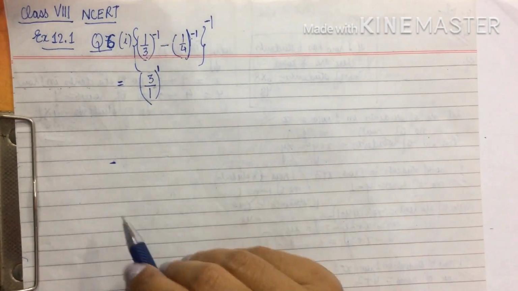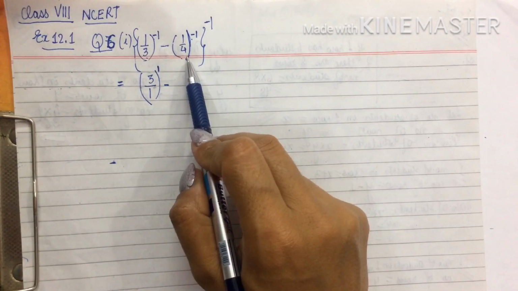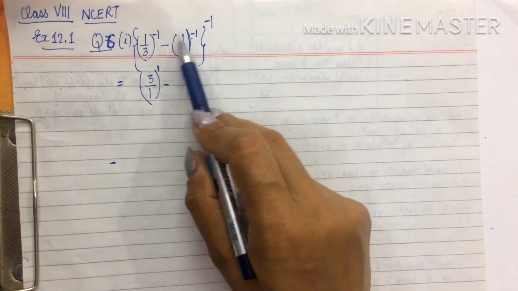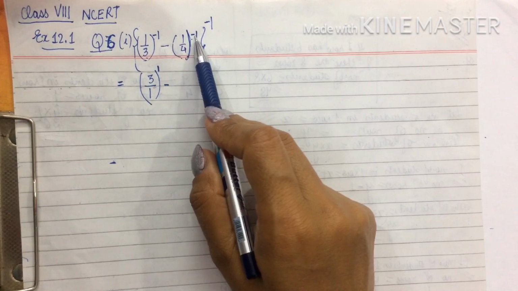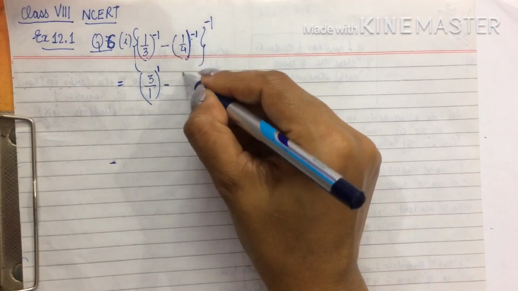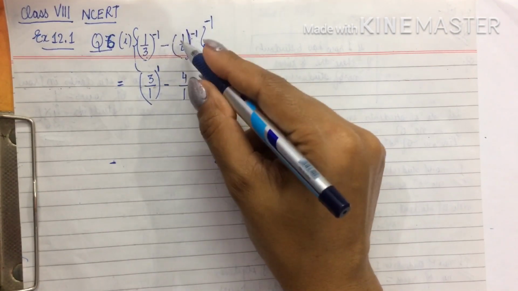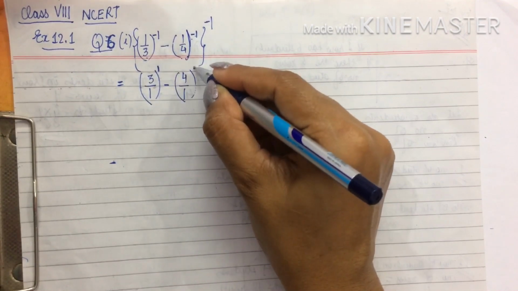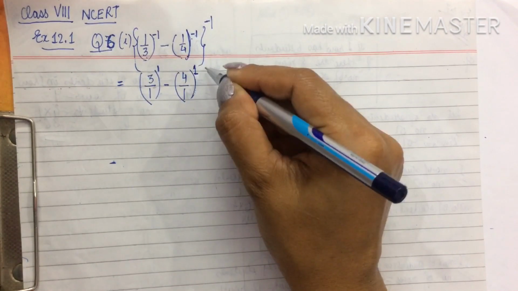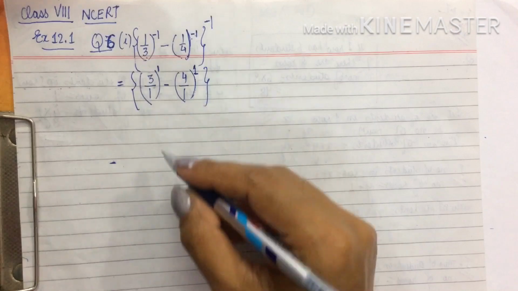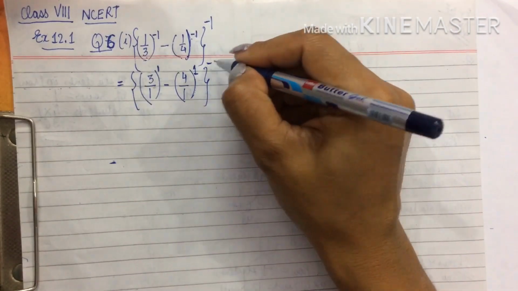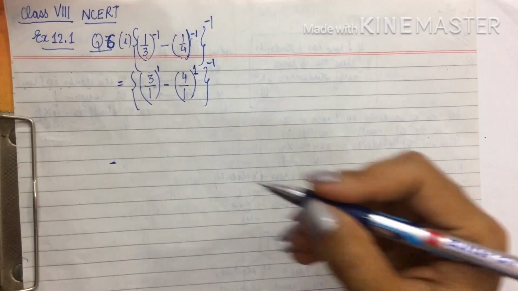Same thing will happen to the second term. The base is 1 by 4. When I write the reciprocal for this, the power minus 1 will become plus 1. So this becomes 4 by 1, the reciprocal of 1 by 4, and the power becomes plus 1. But for these curly braces, the power minus 1, there is no change yet.